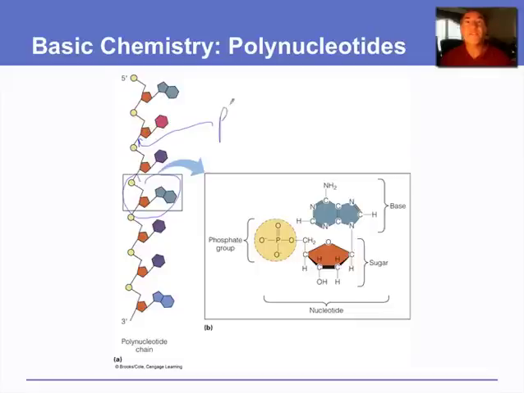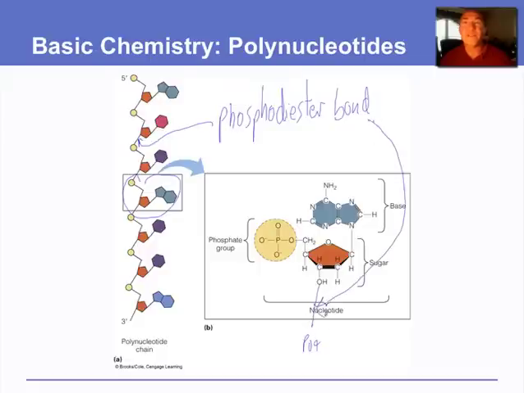and that is called a phosphodiester bond. And it's joining the 3' oxygen and the 3' carbon to the phosphorus of the next molecule. So that'll be down here. So this would be the phosphodiester bond right in there.